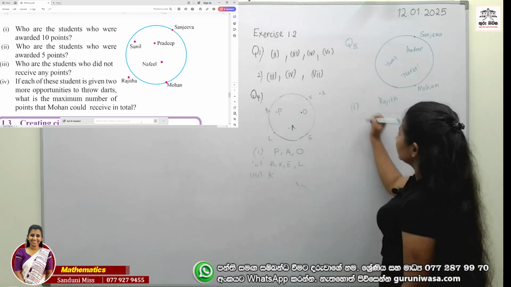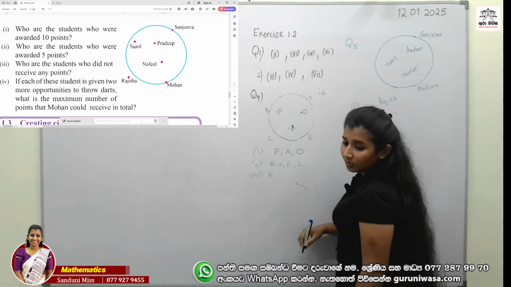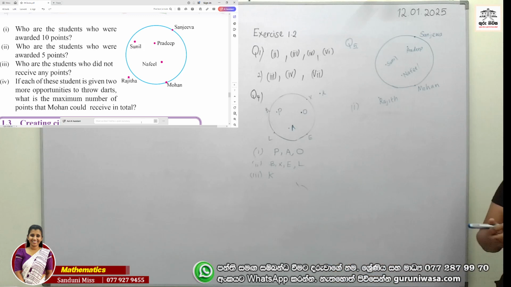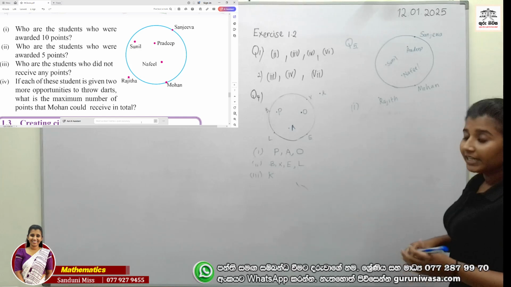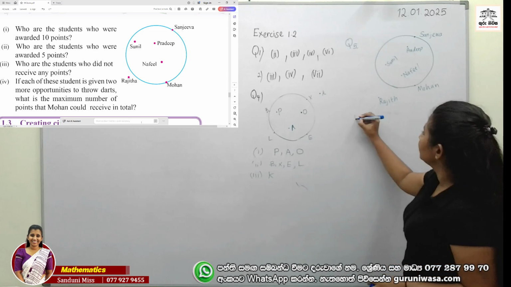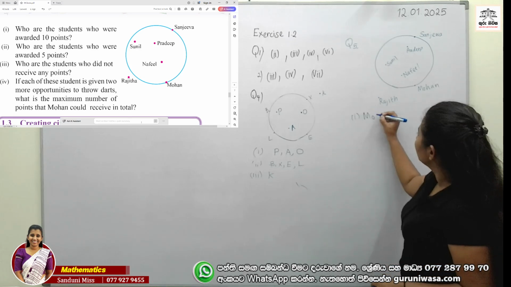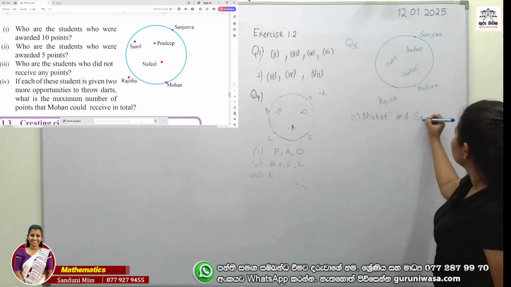First question is, who are the students who were awarded 10 points? Now 10 points were on the circle. If they hit on the circle, they get 10 points. Who are the students? Mohan and Sanjeev. So the first question answer is Mohan and Sanjeev.